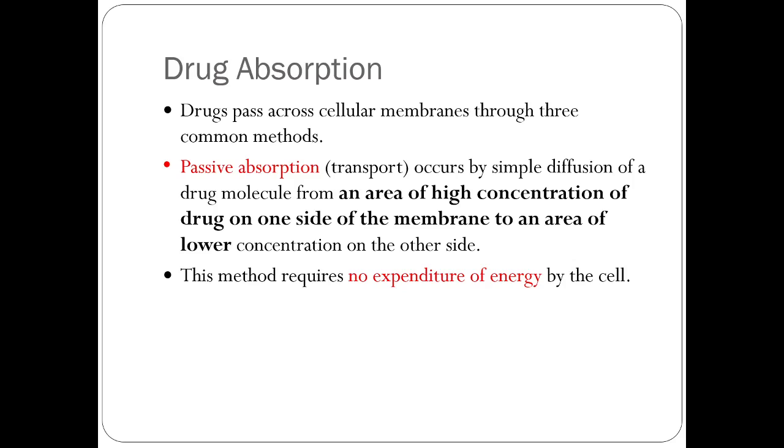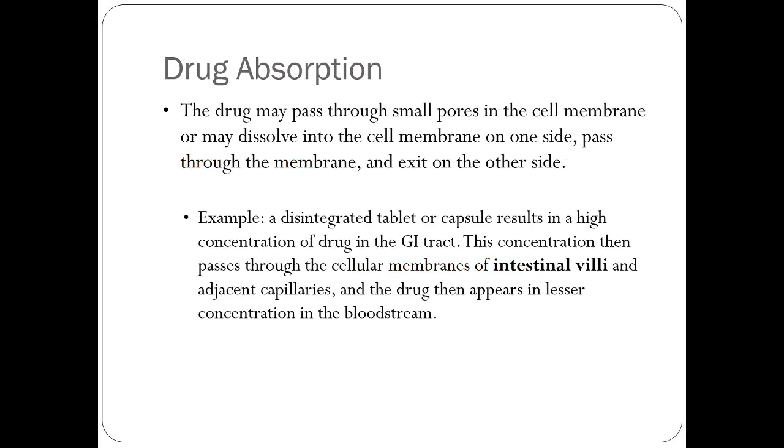Drugs pass through cellular membranes through three common methods. There's passive absorption, which is transport by simple diffusion of a drug molecule from an area of high concentration on one side of the membrane to an area of lower concentration on the other side. So there's no energy expenditure by the cell. And again, I have a video for you to kind of illustrate that. The drug can pass through small pores in the cell membrane or dissolve into the cell membrane on one side and pass through the cell membrane and exit on the other side.